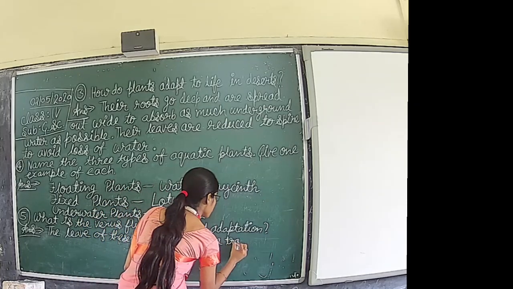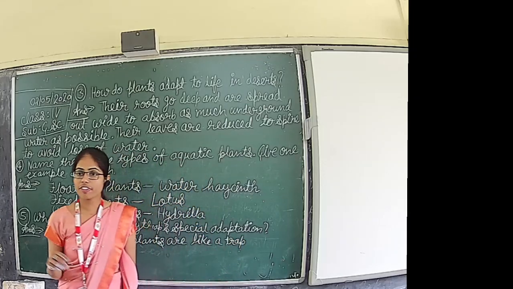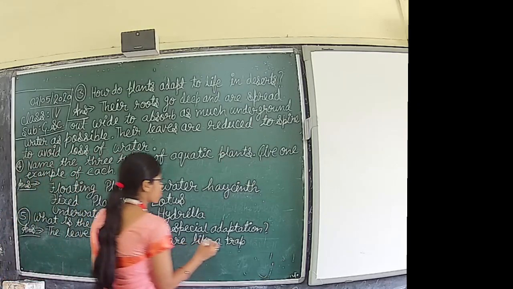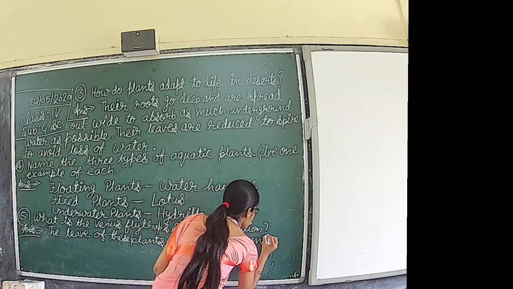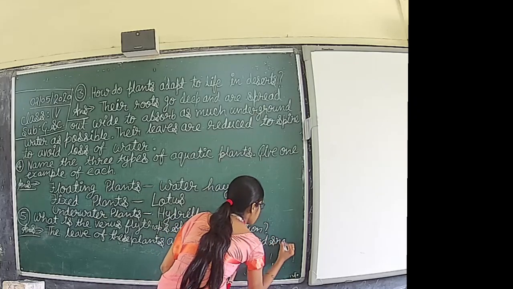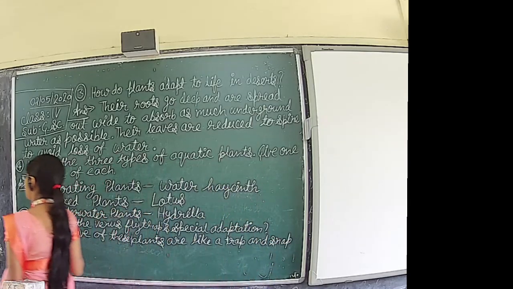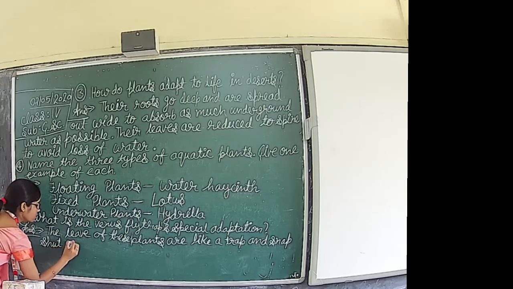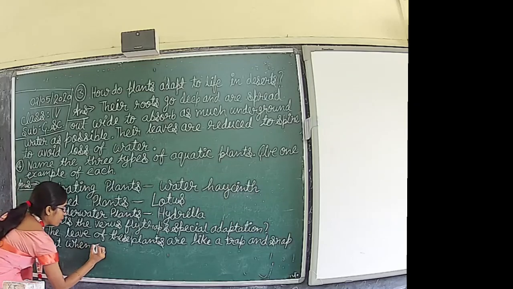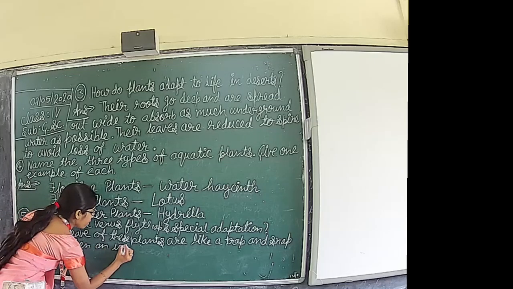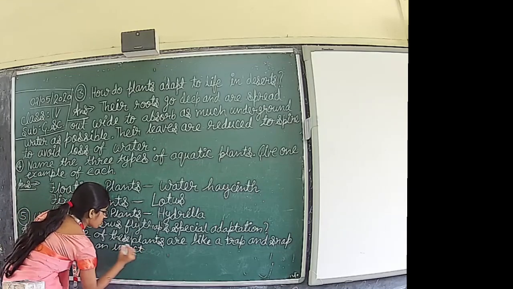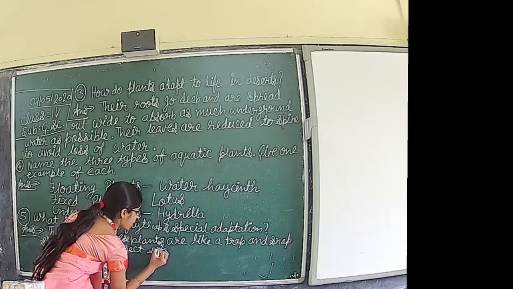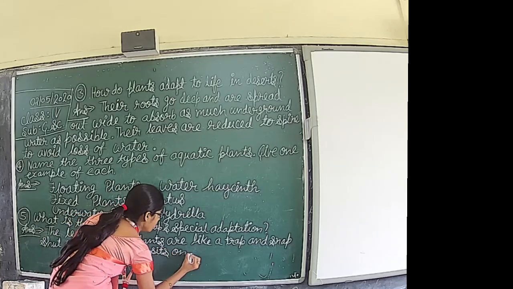When I was teaching you this chapter, I gave you one example, like the fish net, how the fish is caught. In that same way, like a trap, and snap shut when an insect sits on them.